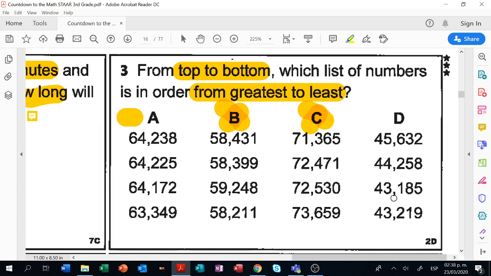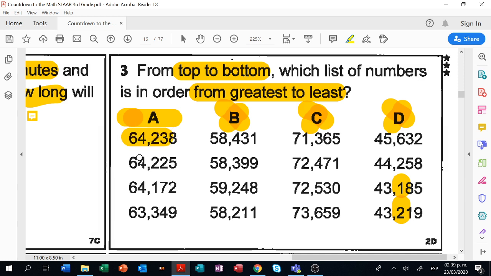This is 43,185 and 43,219. Well, as you can see, the number at the very bottom of letter D is actually greater than the previous one, so it does not follow the question we're being asked. I'm going to eliminate letter D, and well, we have found the right answer, which is letter A. That is my correct option.